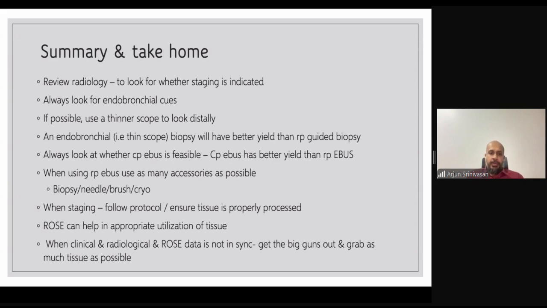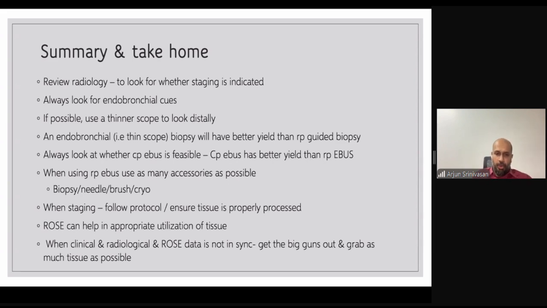When using radial probe EBUS, use as many accessories as possible, which may be a needle. Multiple needle passes can actually turn your eccentric lesion into a concentric lesion. You can use a biopsy subsequently. You can use a brush.